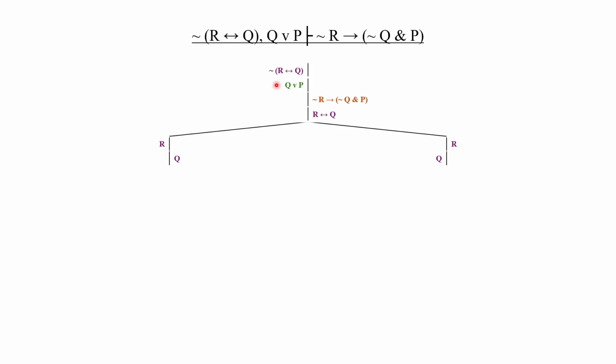Now we just need to do our Q wedge P. And so again, this is going to be another branching rule. So wherever the Q is true or the P is true, again, it's just the same exact thing over here. And then we're done with that one, and now we just need to do our conclusion.